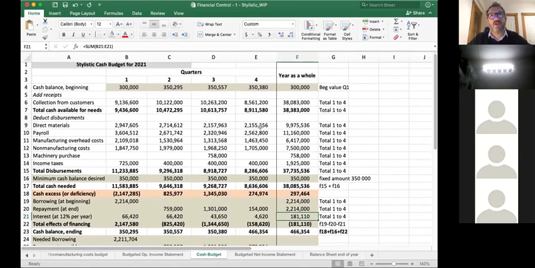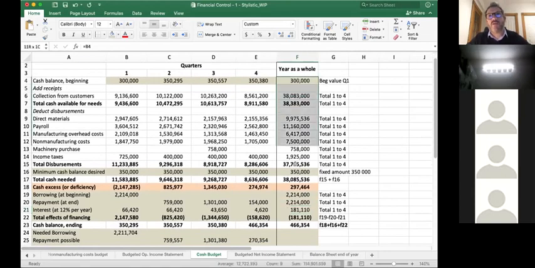Okay, so we are finished with this document. It's important that you get this fixed here because we're going to use this information for the balance sheet. Okay, so let's get ready for it.